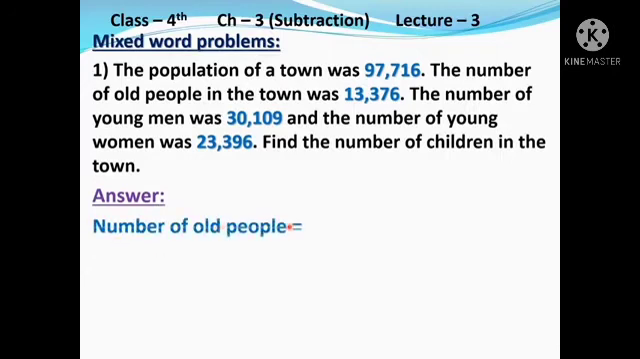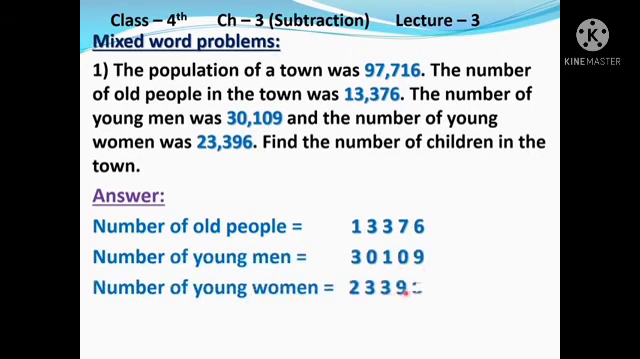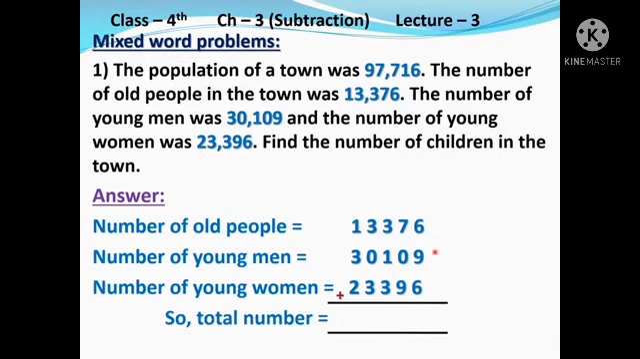Number of old people equal to 13,376. Number of young men equal to 30,109. Number of young women equal to 23,396. So total number equal to, what we will do? We will do addition. See, 6 plus 9, 15. And 15 plus 6, 21. Write 1 here and 2 carry. 2 plus 7, 9. Plus 0, 9. And 9 plus 9, 18. Write 8 here and 1 carry.